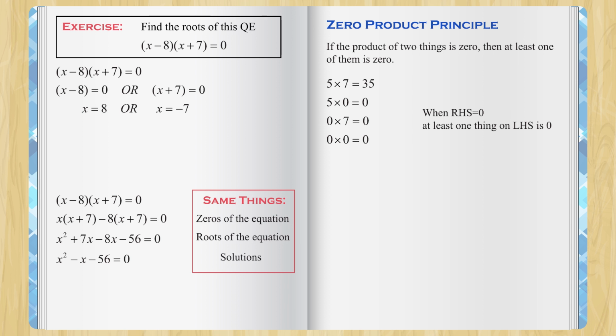Also, some books refer to the zero product principle as the zero factor property, and some books choose to not call it by its name. Nobody is going to ask you what the name of this property is, so feel free to forget the name, but remember the meaning and the application.